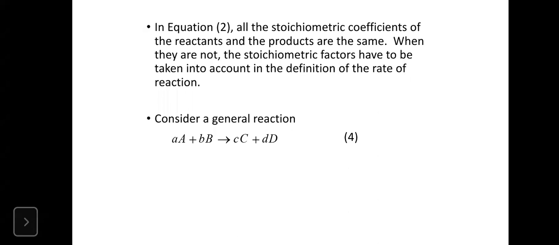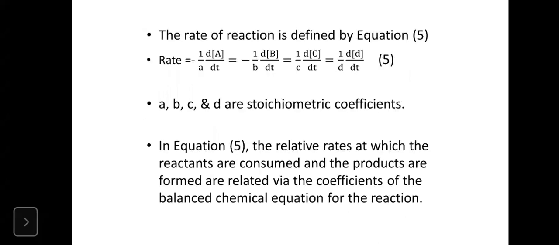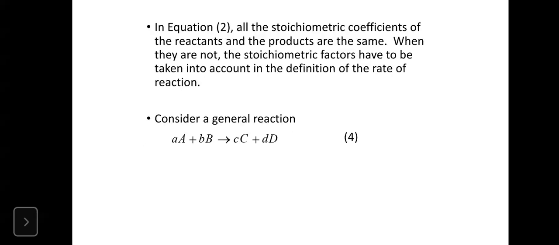Look at the small a, lowercase, in front of capital A. It's what we call the stoichiometric factor, the number of moles of A. Small b, lowercase of B, is the number of moles of B. The same thing for the number of moles of C. So the lowercase a, b, c, and d are the stoichiometric factors. Those are the mole factors.